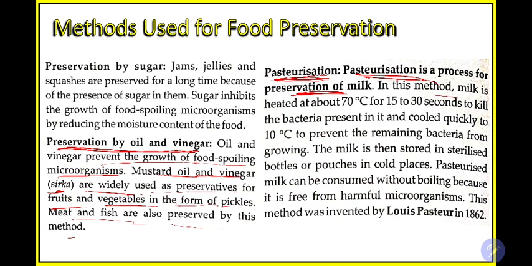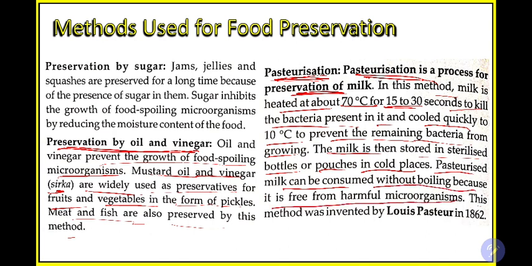In this method, milk is heated to about 70 degrees centigrade for 15 to 30 seconds to kill the bacteria present in it, and cooled quickly to 10 degrees centigrade to prevent the remaining bacteria from growing. The milk is then stored in sterilized bottles or pouches in cold places. Pasteurized milk can be consumed without boiling because it is free of harmful microorganisms. This was by Louis Pasteur in 1862.